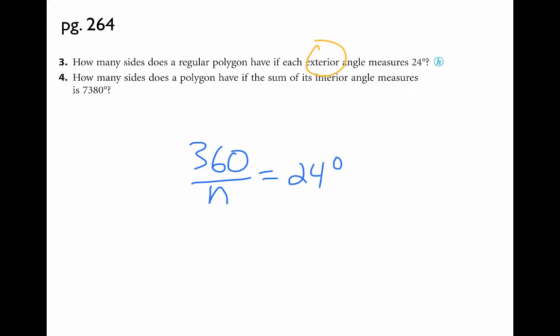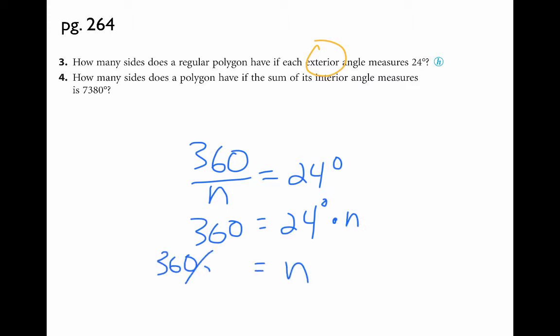There's a variety of ways to solve that problem. You could multiply both sides by n first. That'll give you this. And then you could divide both sides by 24, and that'll give you 360 divided by 24. So 360 divided by 24 in this case is 15. This is a 15-gon.